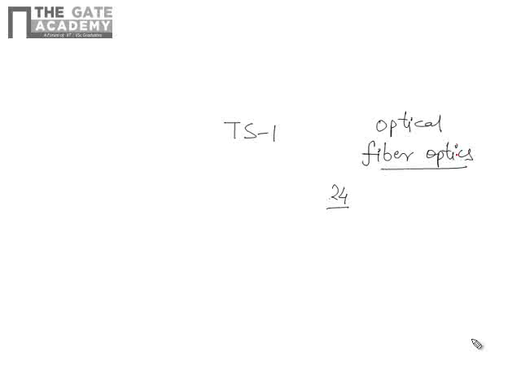So we are discussing test series 1 question number 24, and it belongs to the topic of optical instrumentation and more precisely fiber optics. The question 24 goes as: how much loss will be experienced if a fiber with a numerical aperture of 0.3 is the source of a fiber with a numerical aperture of 0.242?